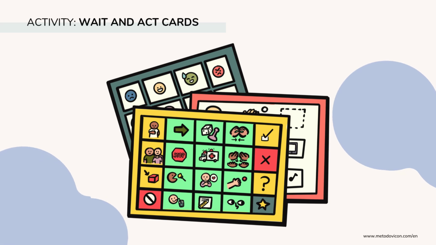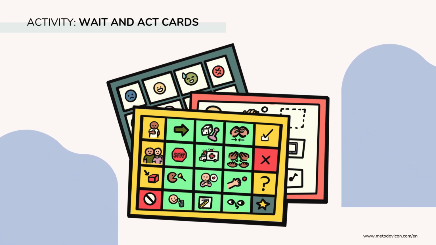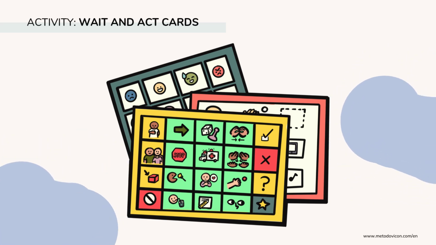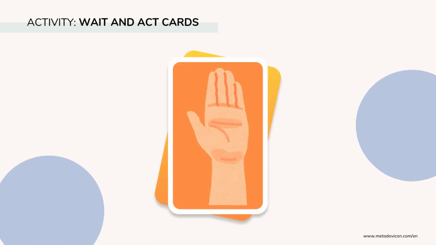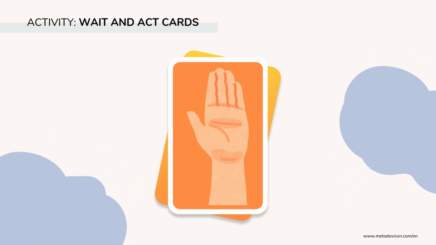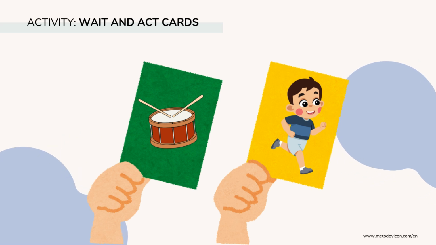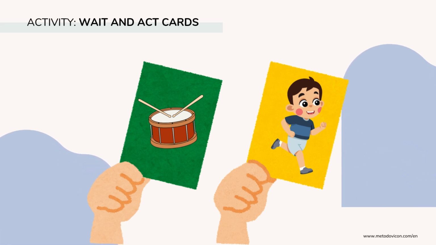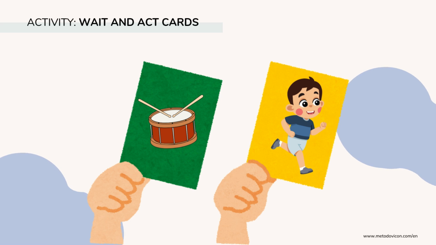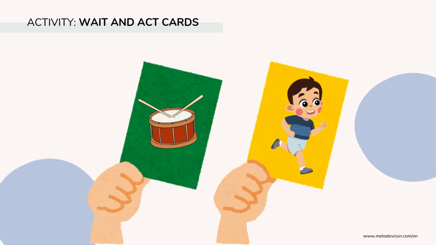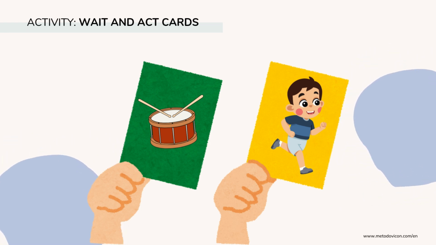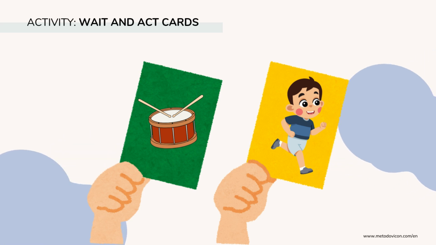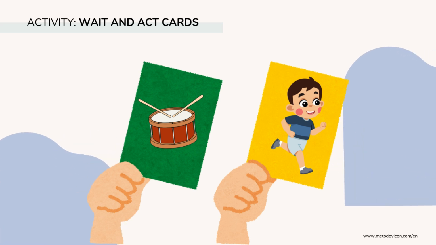Wait and act cards. One of the most beautiful ideas is to create visual cards. On one side, you can make a card with a raised hand to indicate wait, and on the other, one with an action symbol, like a child running or playing a drum. These cards are perfect for use in movement activities or games, where you can show the wait card to pause the activity and the act card so the child knows when to move.